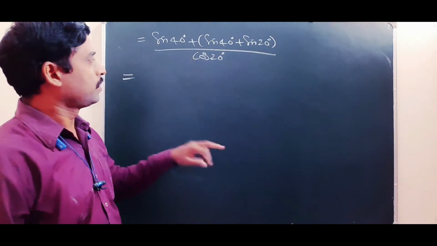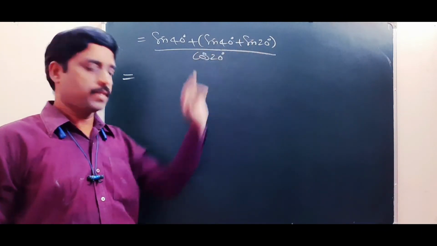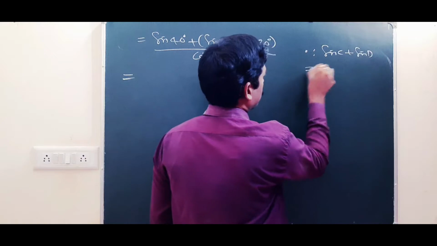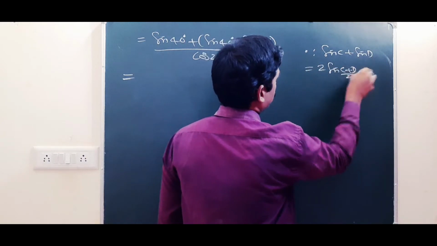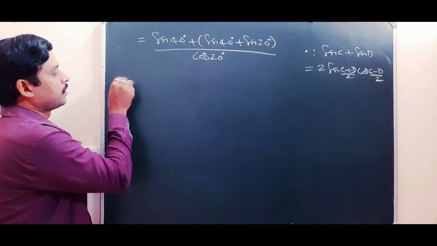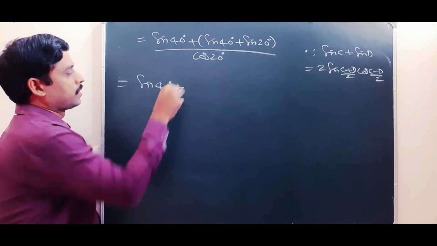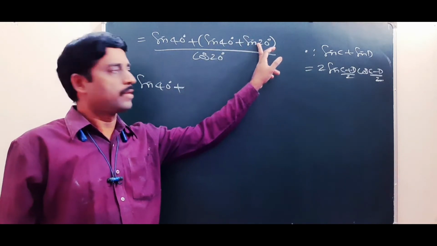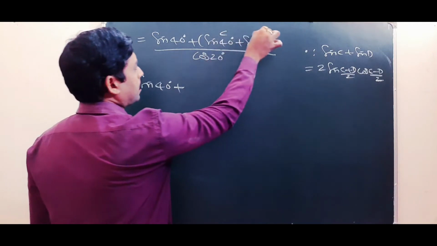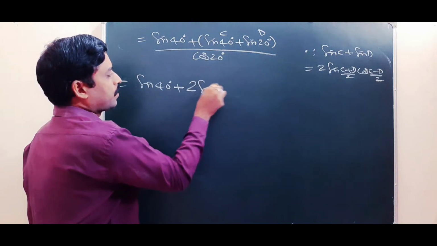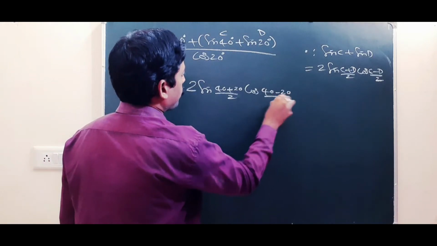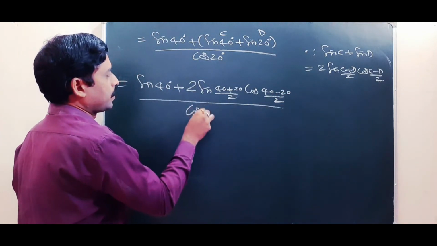Okay, we have got this value, so we should apply sin C plus sin D. We have sin C plus sin D equal to 2 sin (C plus D) by 2 cos (C minus D) by 2. Okay, we should apply that formula. It is going to be 2 sin (C plus D) by 2 cos (C minus D) by 2, where the C and D values are 40 and 20. So 2 sin (40 plus 20) by 2 cos (40 minus 20) by 2 by cos 20 degrees.